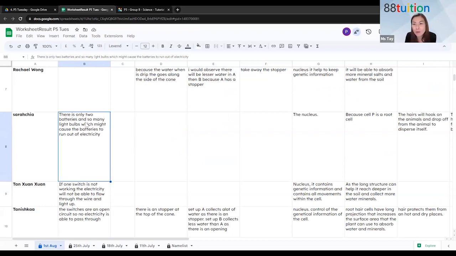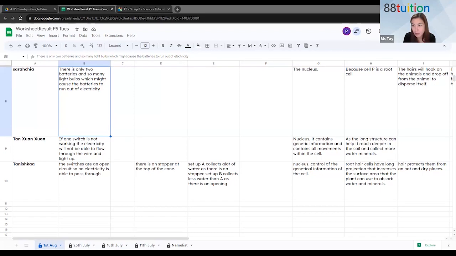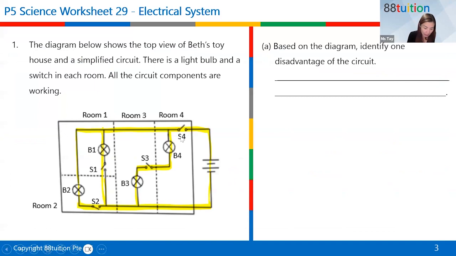Okay, there are only 2 batteries and so many. This is not exactly the one that we are concerned about, Sarah. You understand what I mean now? If one switch is not working, electricity will not be able to flow through the wire and light up. Switches are open. So, Tanishka, it's not that you were not able to identify the error here. Let me show you. This is really known as the master switch, like what Timothy pointed out.